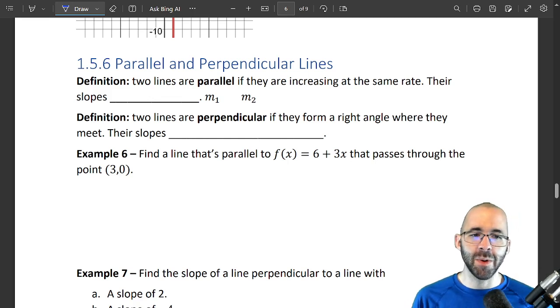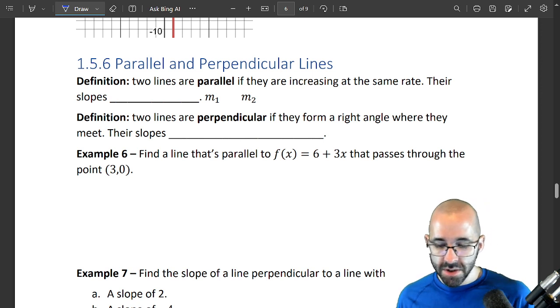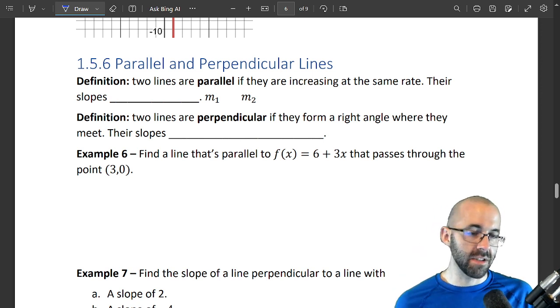I hope you enjoyed these more relaxing videos. The next two videos are going to be a little bit longer. So let's talk about parallel and perpendicular lines.